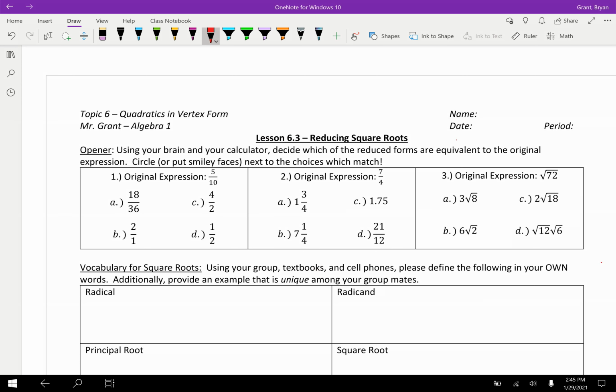Hello, Algebra 1 students. We are going to be running through lesson 6.3 today, which is on reducing square roots. Now, there are a bunch of important concepts in this lesson, but the very first concept I want to talk about, even before we do the opener, is what is a square root?